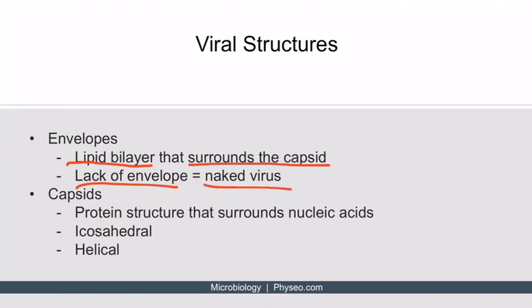Now let's turn our attention to capsids. These are present in all viruses, and they are made of proteins, and they surround the nucleic acids. They come in two varieties, or two configurations: an icosahedral configuration or a helical configuration.